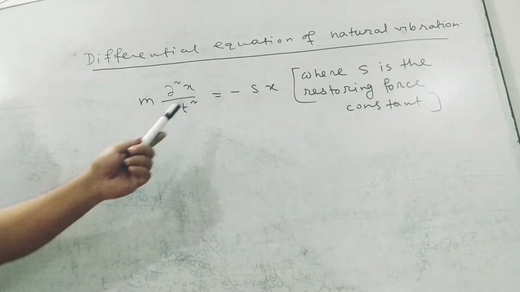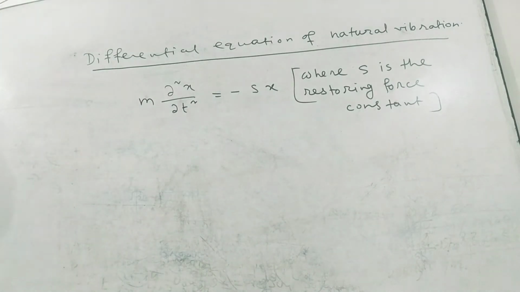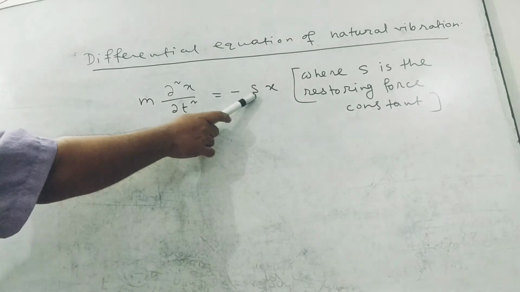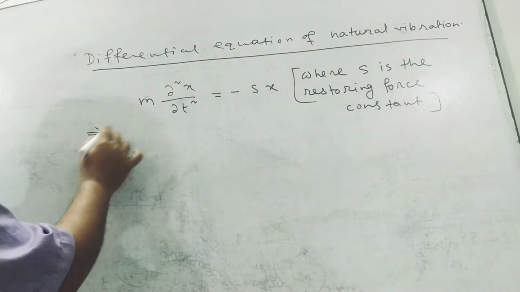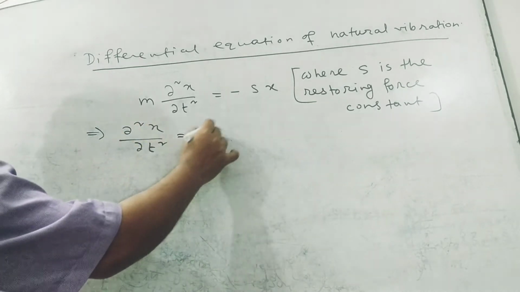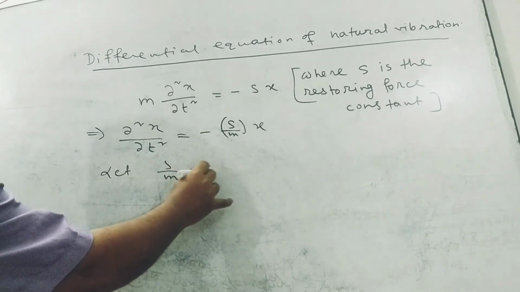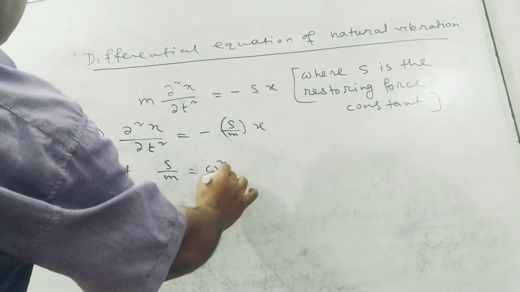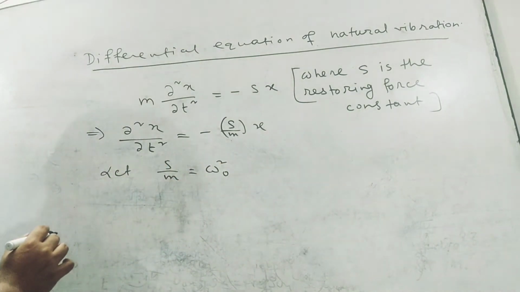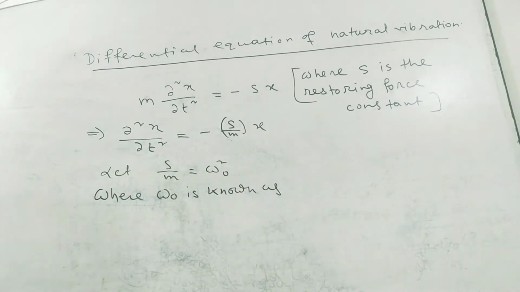Now the differential equation of natural vibration is m ∂²x/∂t² = -sx, where s is the restoring force constant. In case of a spring, we can write k instead of s, where k is the force constant of the spring. Now we can write ∂²x/∂t² = -(s/m)x. Let s/m = ω0², where ω0 is known as the natural angular frequency of the body.